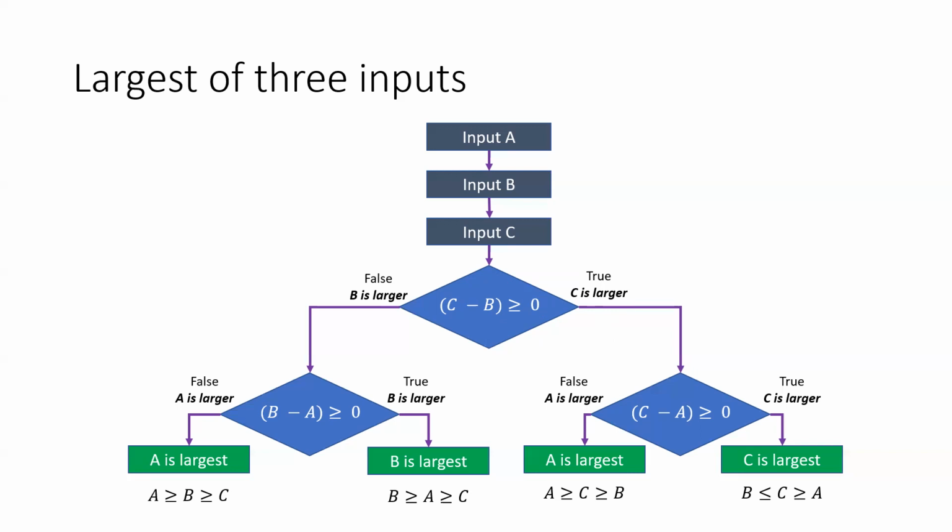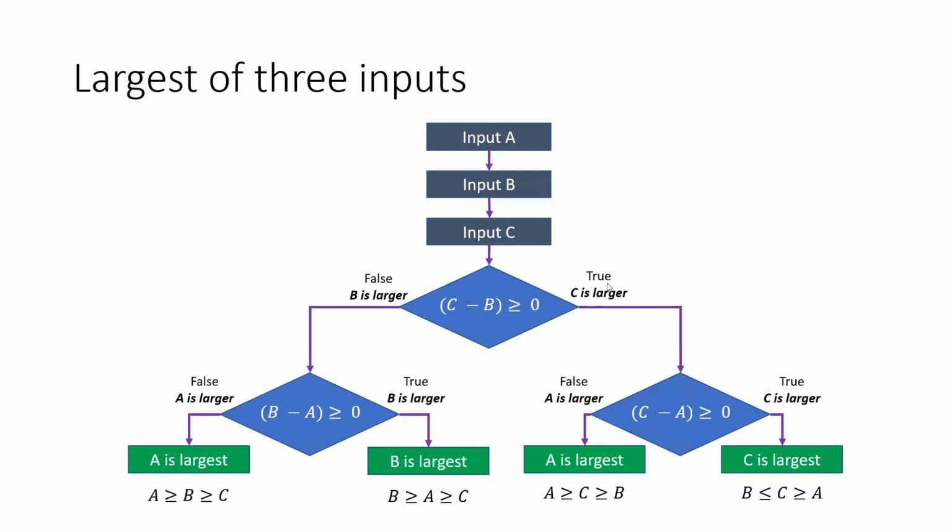For example, if we subtract the values from each other, if C is larger than B, then the value will be positive. If B is larger than C, then the value will be negative. So this is a good check to find out if B is larger or C is larger. If C minus B is positive, it means C is larger.